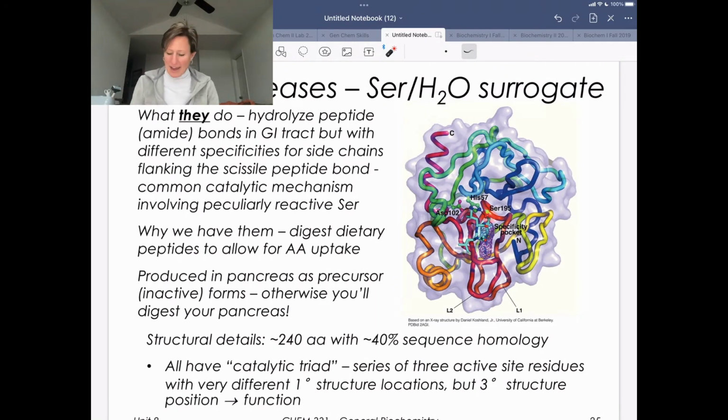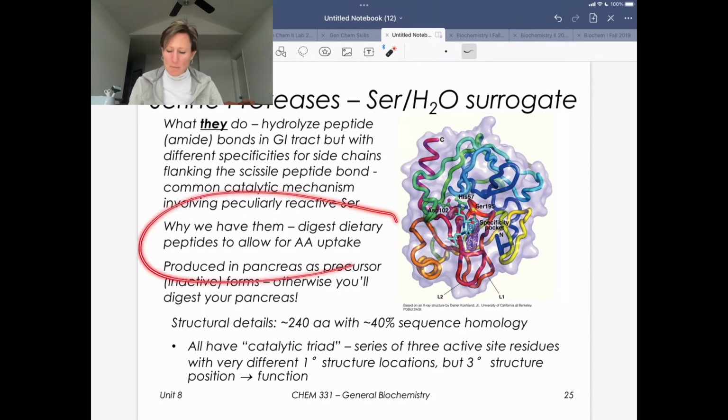Okay. Why do we have these enzymes? These serine proteases are important for digesting dietary peptides to allow for them to be broken down into their monomeric form to be taken up from your GI tract. Okay, another enzyme, another protein that's produced in your pancreas, lots that happens in your pancreas. As a precursor or inactive form, we're going to talk about that later on at the very end here, because if you were to make this in an active form, it would actually digest the organ that's making it. That's a problem, okay? So we're going to have them in inactive forms.